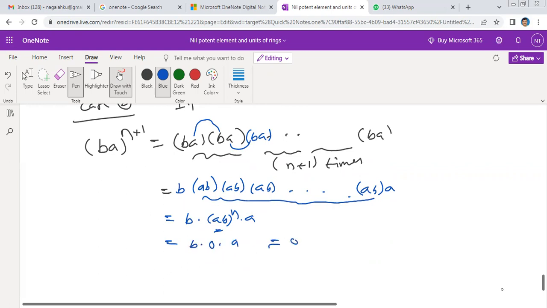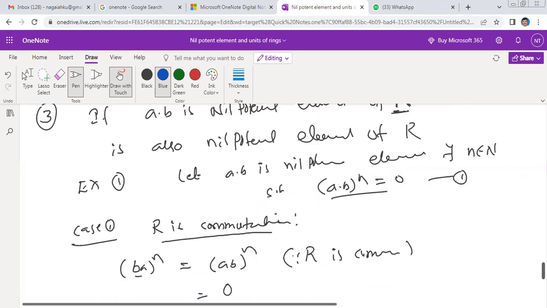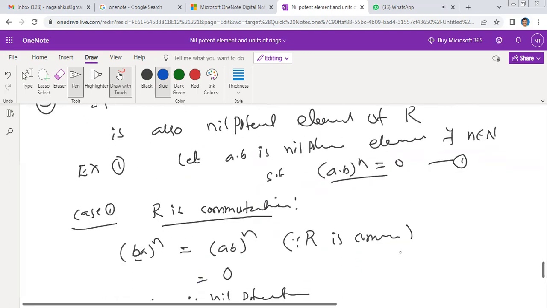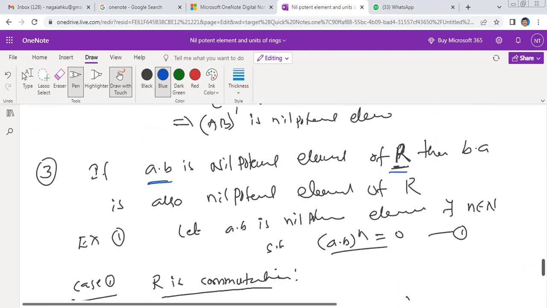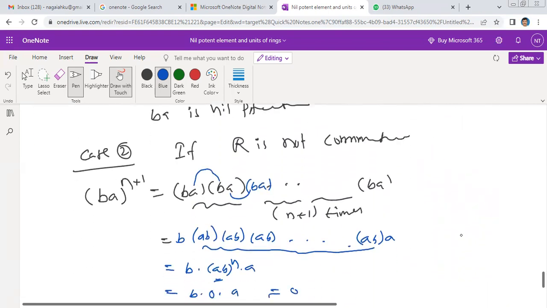So the ring need not be commutative. Commutativity is not required here. If AB is a nilpotent element of just a ring, then BA is also a nilpotent element. When this is stated, whether the ring is commutative or not, commutativity is not needed. This is the third property. So these are the three important properties for nilpotent elements.